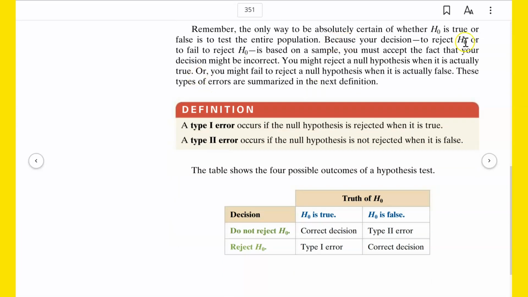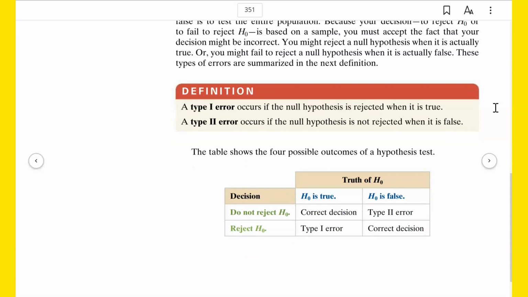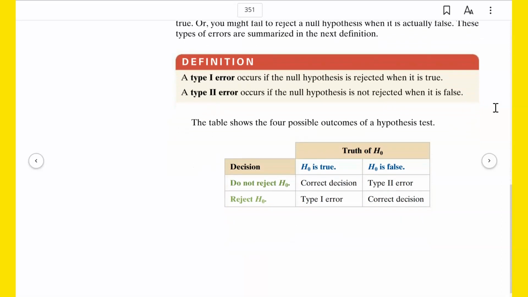Remember, the only way to be absolutely certain of whether H0 is true or false is to test the entire population. Because your decision to reject H0 or to fail to reject H0 is based on a sample, you must accept the fact that your decision could be incorrect. You might reject a null hypothesis when it is actually true, or you might fail to reject a null hypothesis when it is actually false. These types of errors are summarized in this next definition.